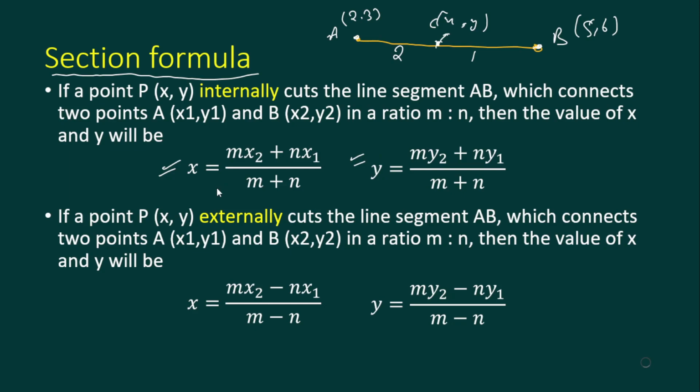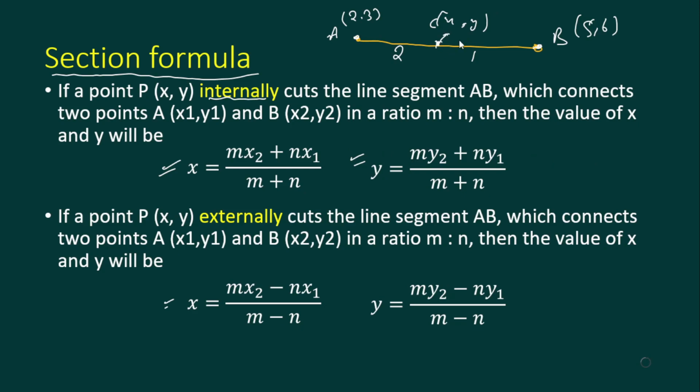And if the point bisects externally, this is the case in which the point P(x, y) is cutting the line internally. But if the line is cut externally, then we have to use this formula, but in place of the plus we have a negative sign. What do we mean by internally and externally?